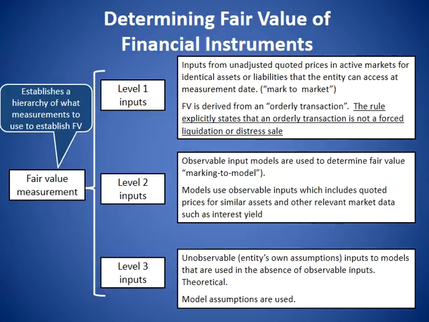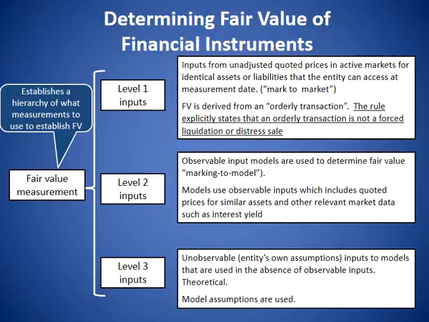Level 2 inputs are not as desirable as level 1 inputs, but if we have to, we'd resort to using them. Then if we can't use level 2 inputs, we have to resort to using level 3 inputs, which are the least desirable of the 3 inputs. So this establishes an overall hierarchy.